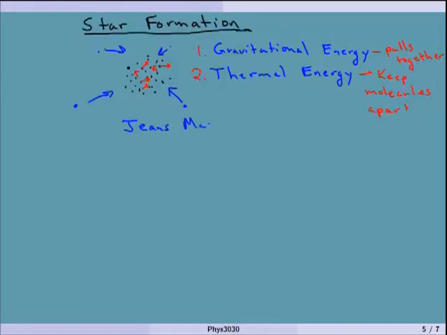The Jeans mass is the limit of how much stuff. Once I reach a certain critical amount of stuff, then I collapse into a star. What happens here is the gravitational force, because there's so much stuff, gets strong enough to overcome the thermal energy. Now, there's a big point here that your book makes that I want to talk about, which is that cooling of the gas is really important.